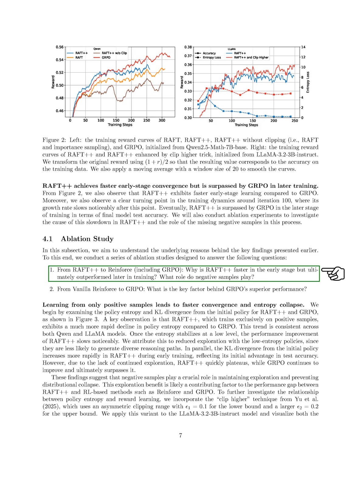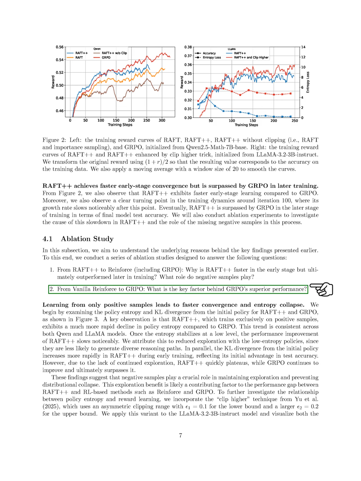We find that RAFT++, which relies solely on positive samples, experiences a rapid decline in policy entropy, more so than GRPO. This pattern is consistent across both Qwen and Llama models. Once the entropy stabilizes at a low level, RAFT++'s performance improvement slows down, likely due to reduced exploration with low entropy policies. Meanwhile, GRPO continues to improve, highlighting the importance of negative samples in maintaining exploration and preventing performance stagnation.